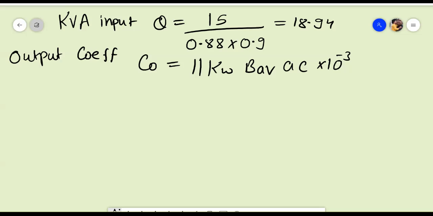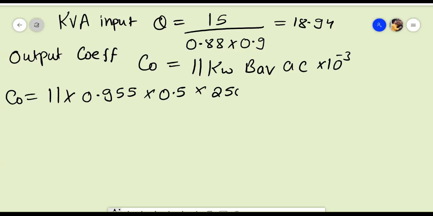So we can find out C naught will be equal to 11 times the winding factor, which is actually given as 0.955, multiplied by 0.5, the BAV factor, and the AC factor is 25,000, which can be multiplied by 10 to the power minus 3. So we will get our C naught, the output coefficient, equal to 131.3.